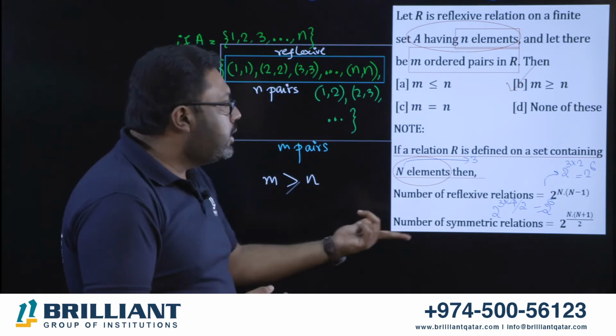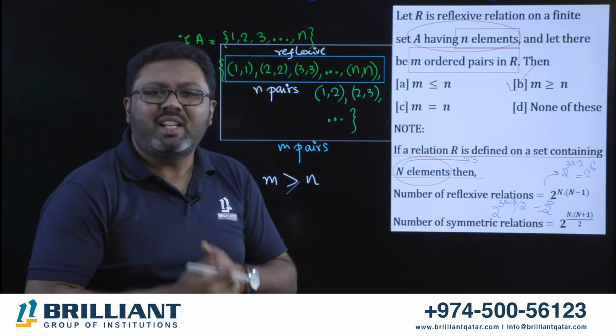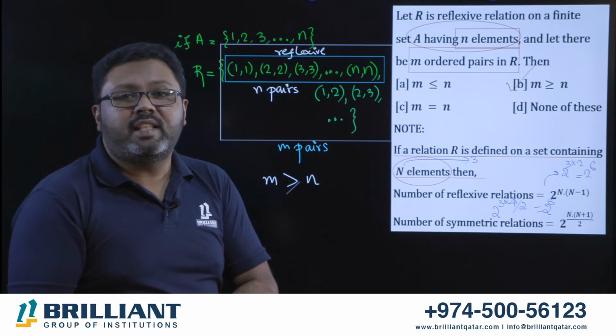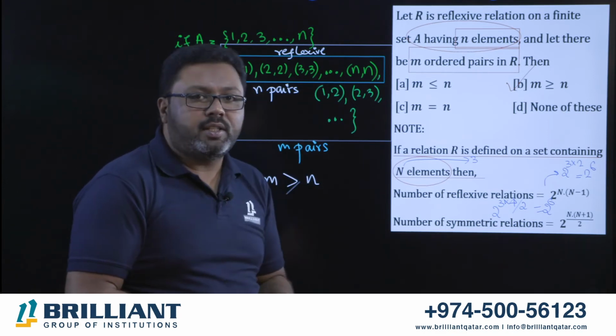Okay? Easy answer. Maybe a 1 mark question. Please learn the formula by heart. What is the maximum number of equal reflexive relations? 2 raised to n into n minus 1. Maximum number of symmetric relations.